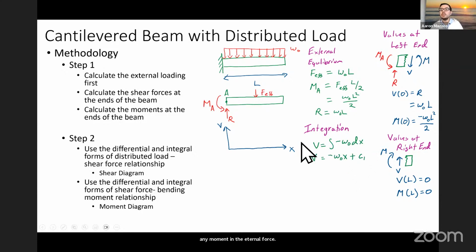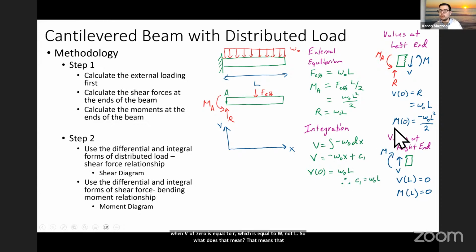So we can go ahead and perform the integration here. And when we do that, what do we get? We get minus W naught x plus C1. We don't know this value, but now we have some awesomeness here. We have a boundary condition. So we know that when V of 0 is equal to R, which is equal to W naught L, what does that mean? That means that C1 is going to be equal to W naught L, just like that, okay?